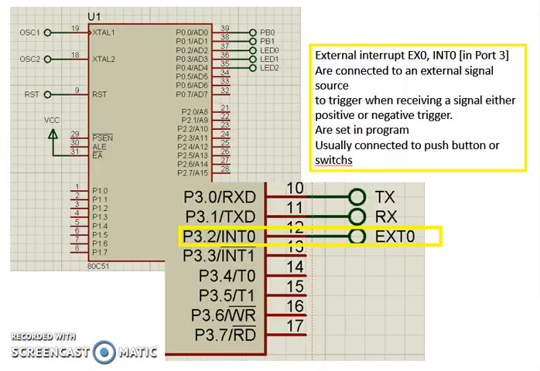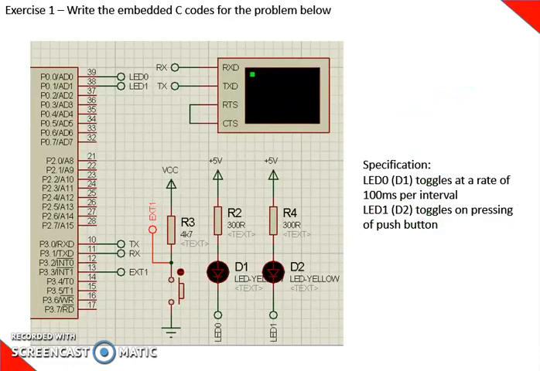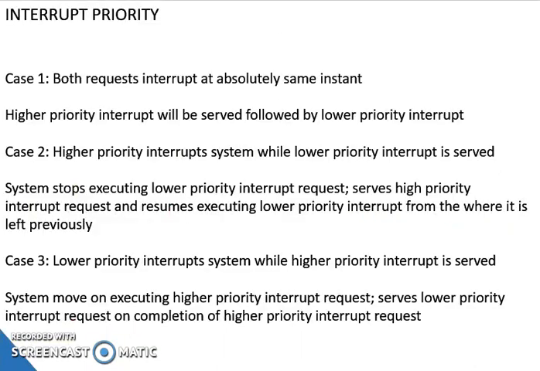Next, we will go into another example of interrupt, an example of interrupt with priority. Case 1, both requests interrupt at absolutely the same instant. That means if we have two interrupts and both request to trigger at the same instant, the higher priority interrupt will be served, followed by the low priority interrupt.